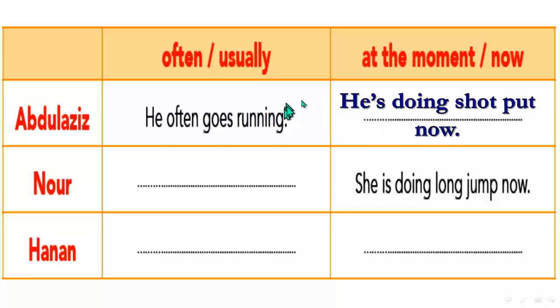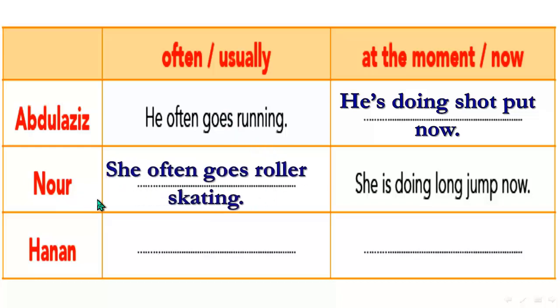So as you see, the difference between this sentence and this one: this is in present simple and the second one in present continuous. Present continuous is the ing form. He's doing. But here, he goes, the base form of the verb with the singular. Okay, next one, for Noor. As you see, she often goes roller skating. She often goes roller skating.